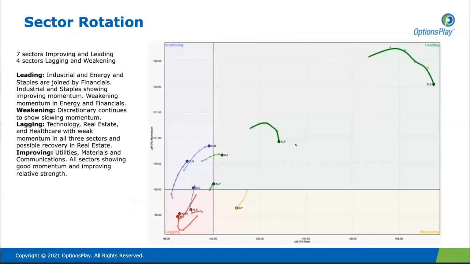So when we look at sector rotation, right now we have 7 sectors in the improving and leading category and only 4 in the lagging and weakening.